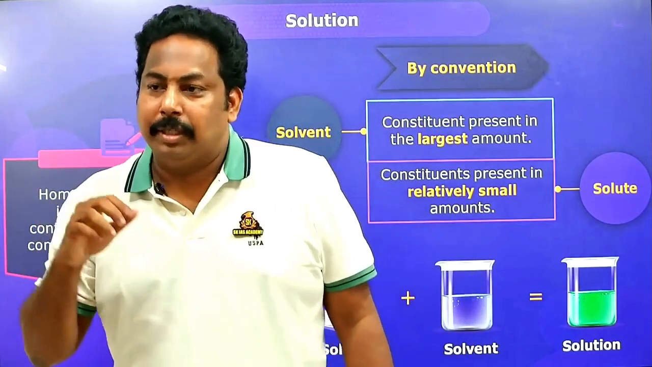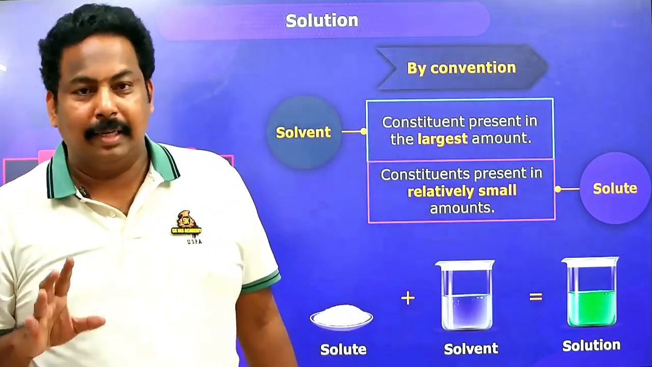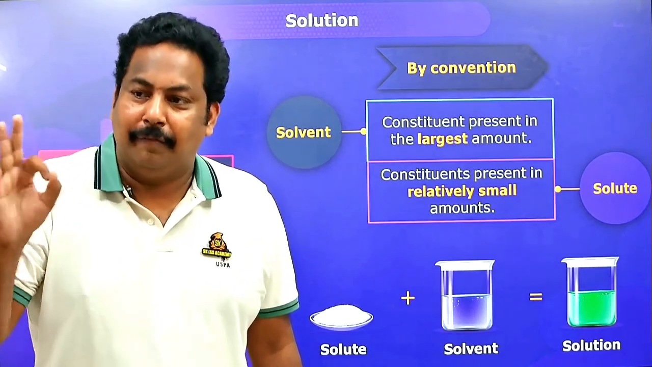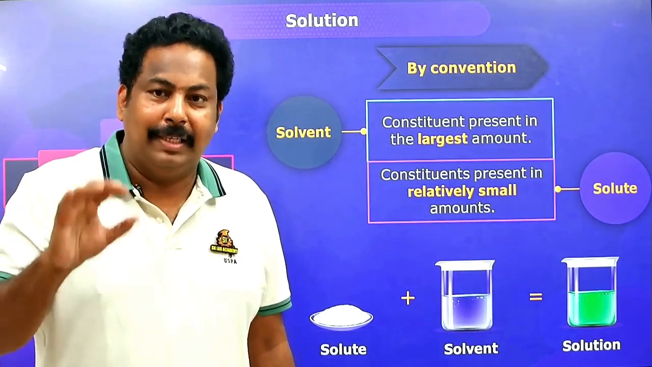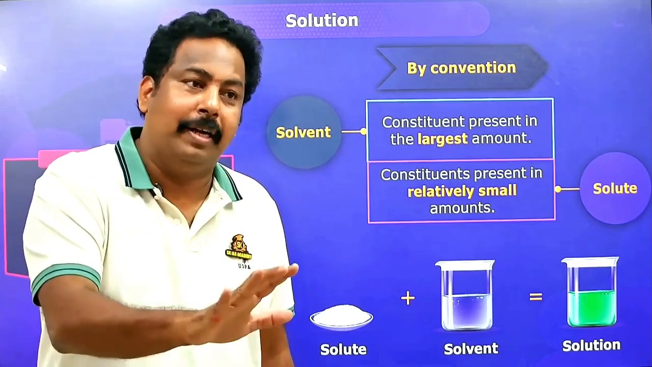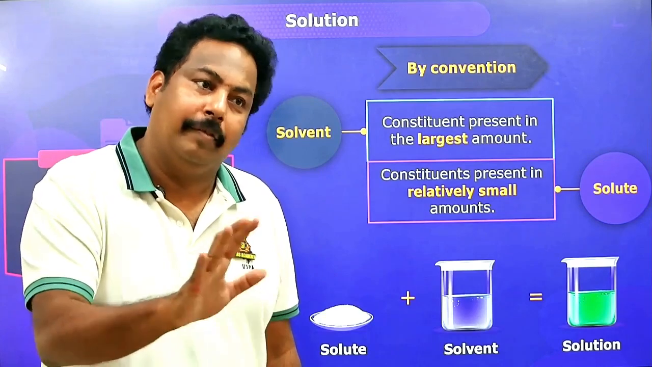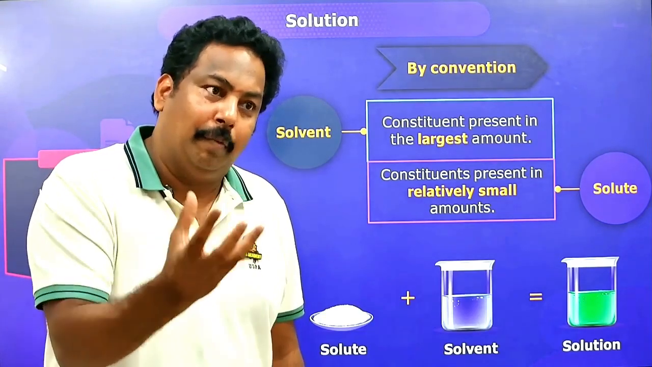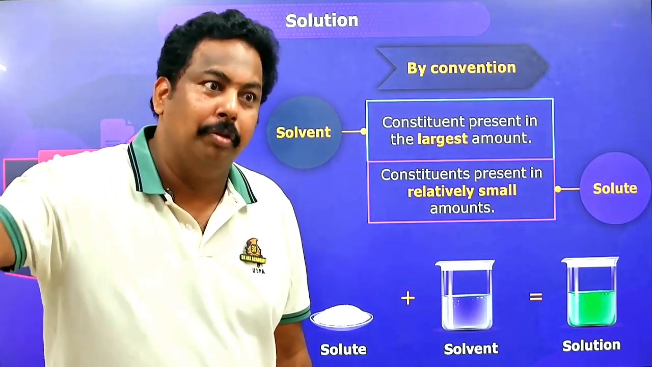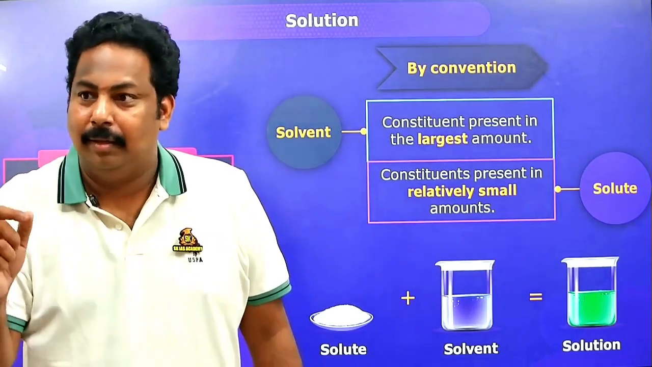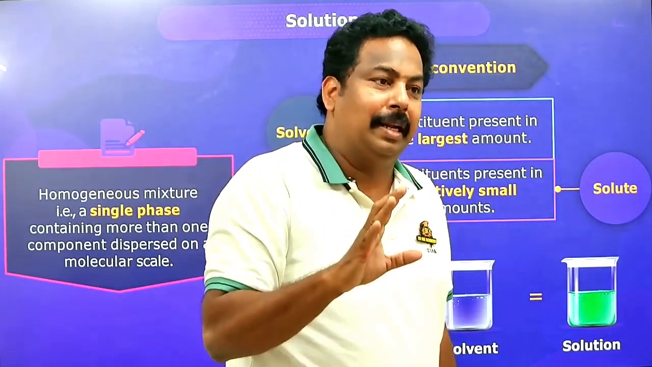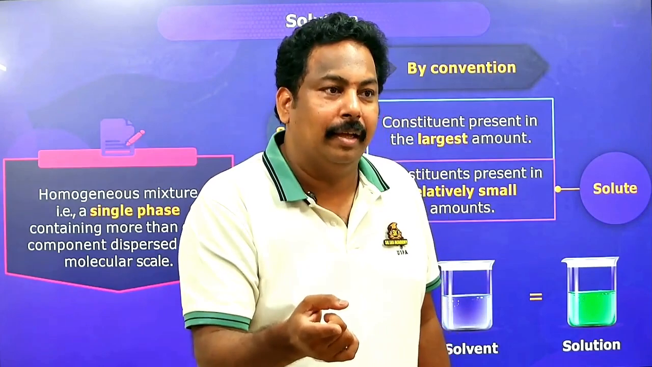Binary solutions means, as I told you very clearly yesterday, one famous marker point: whatever the phase of the solvent is, the solution will be in the same phase. I will tell you the reverse way. Whatever be the state of the solvent, you can 100% tell that is the same state of the solution.